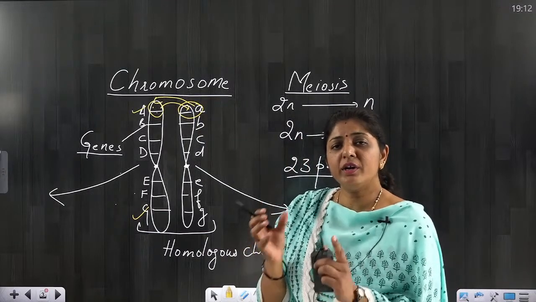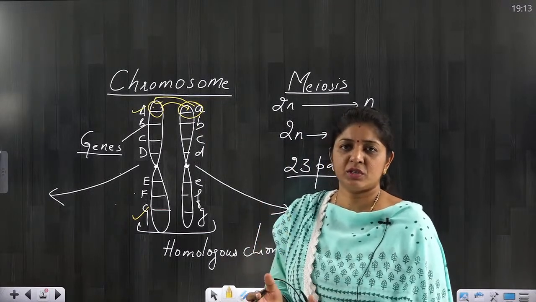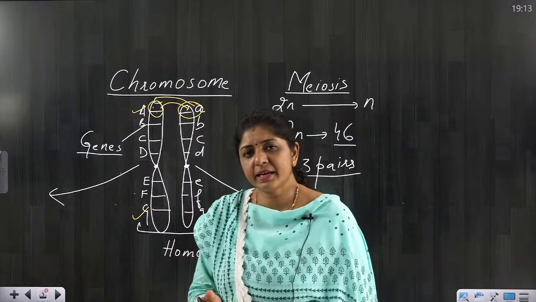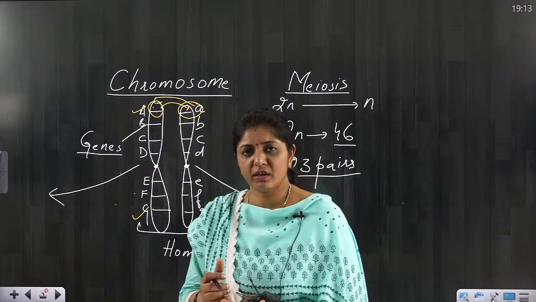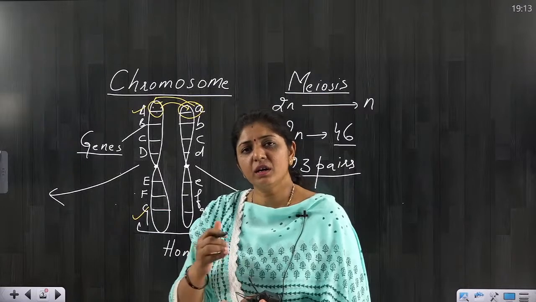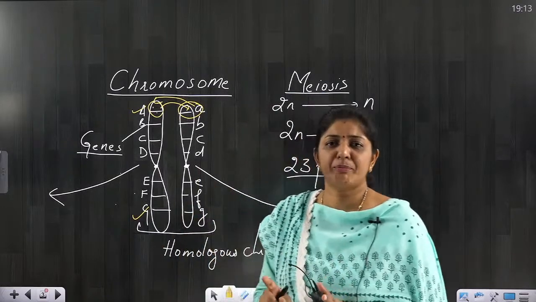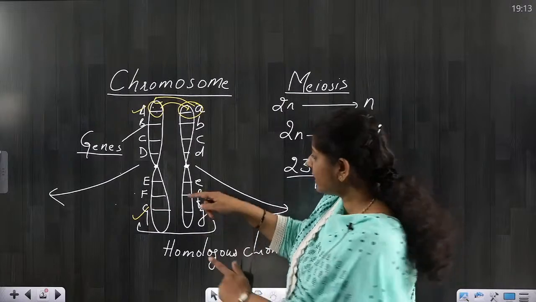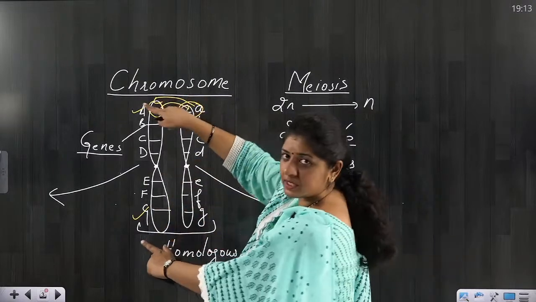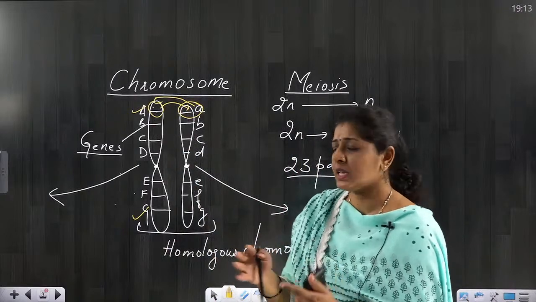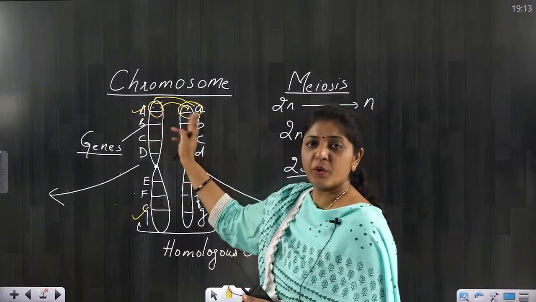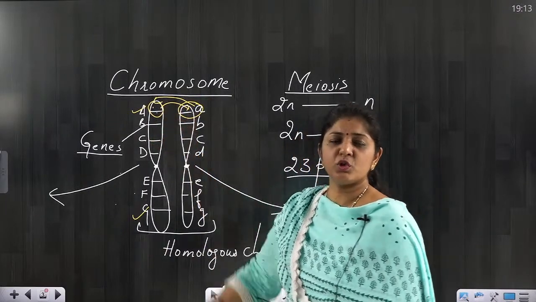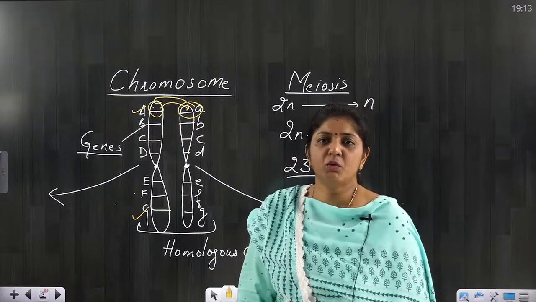During crossing over, during which process? Meiosis. You will learn in the chapter cell cycle and cell division, under meiosis 1, under prophase 1, under packaging, this exchange can happen, but between homologous chromosomes. So if the distance of the gene increases, there is more chance that the gene is going to be exchanged by the homologous chromosome during the crossing over.